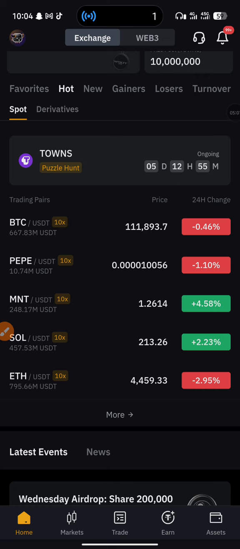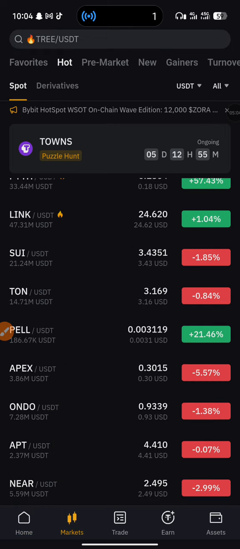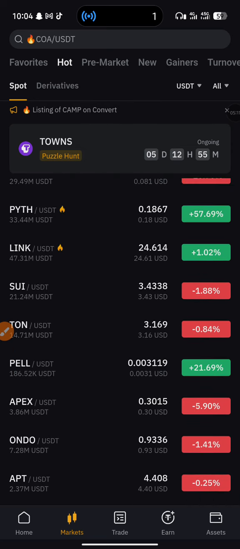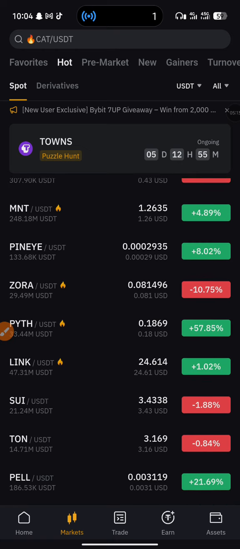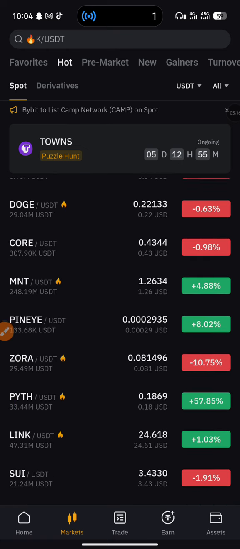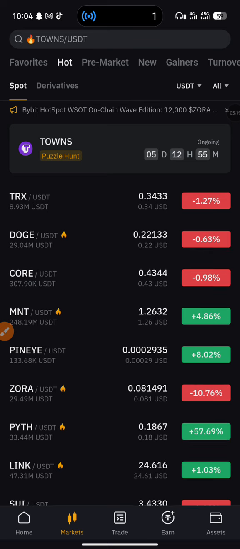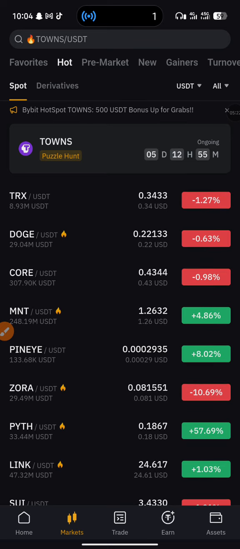So after having checked all of this, you can choose to invest in that particular cryptocurrency coin without fear. And do not forget, always make sure it has a fire sign. Very simple.